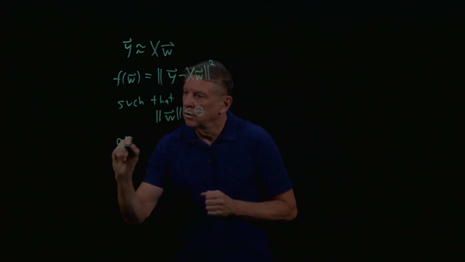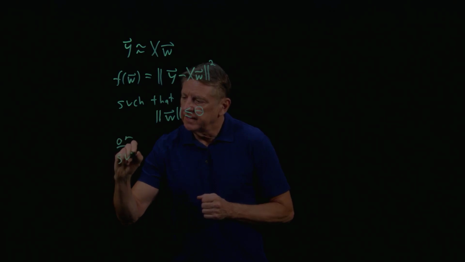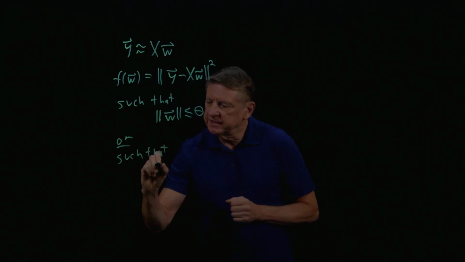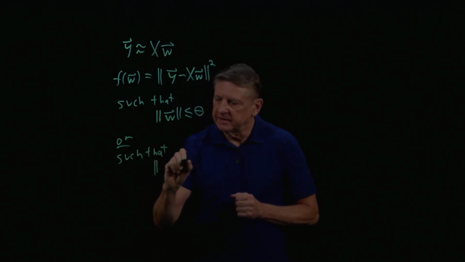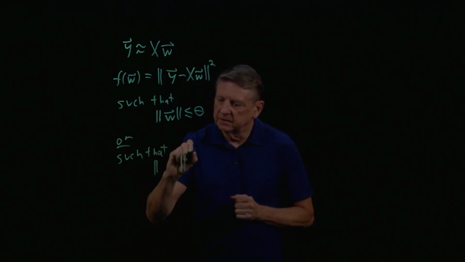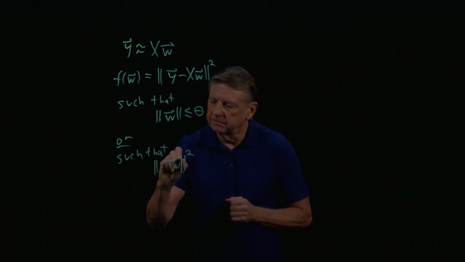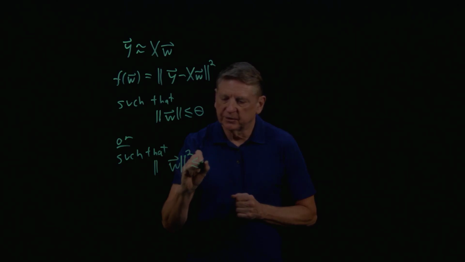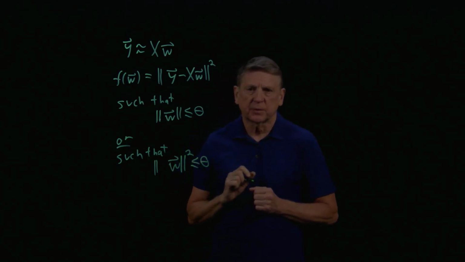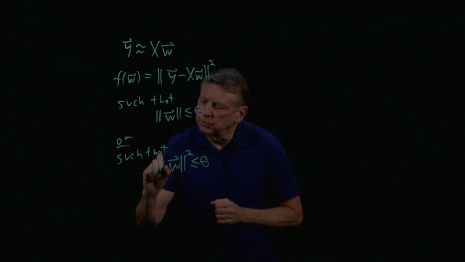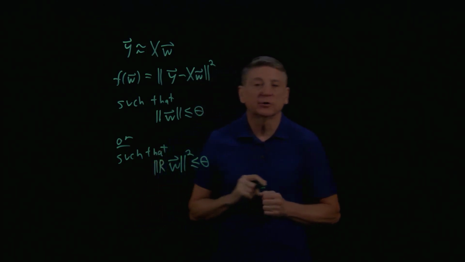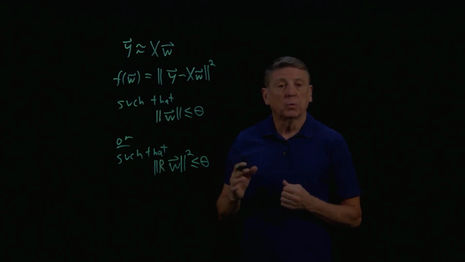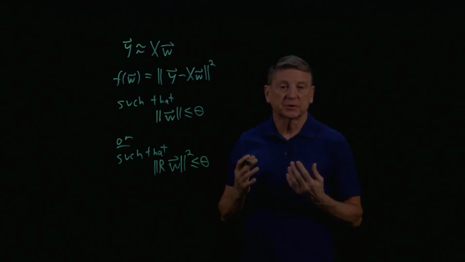Or we might say that there's an additional constraint, which is we take the squared norm of the argument, and let's say that it's still less than or equal to some user-provided threshold. But what we'll do is we can say it can be a linear transformation. So in each of these cases, what we're doing is we're regularizing the solution.